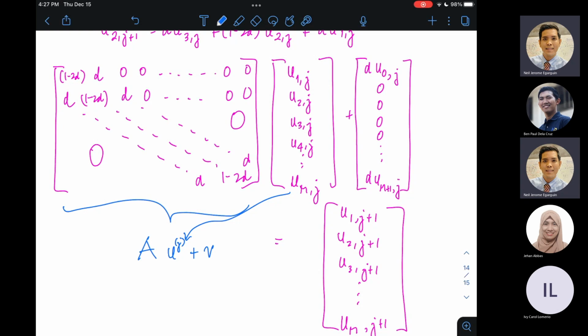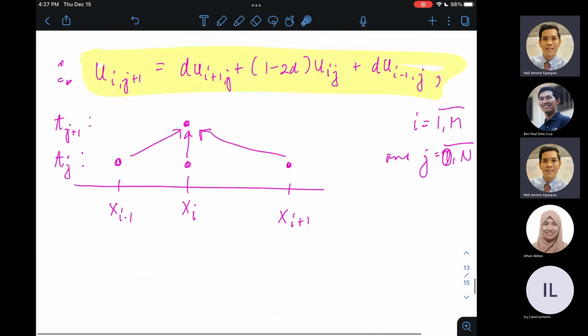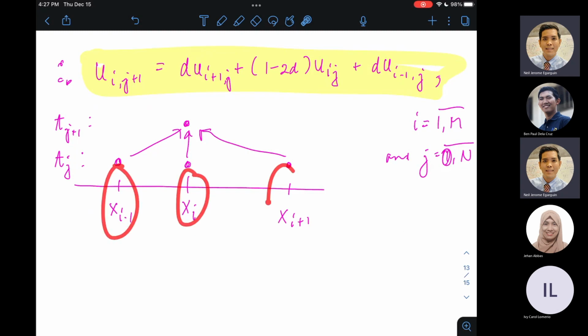Tawagin ko tong vector v na dalawa lang yung non-zero entries, yung una at saka taas, which makes sense because remember, para makuha yung temperature at a particular moment, at a particular point in our space, kailangan mo yung dalawa niyang kapitbahay. So kapag si x, pag si i ay equal kay 1, kailangan natin yung x sub 0 palagi. At kailangan ko si x sub 2.